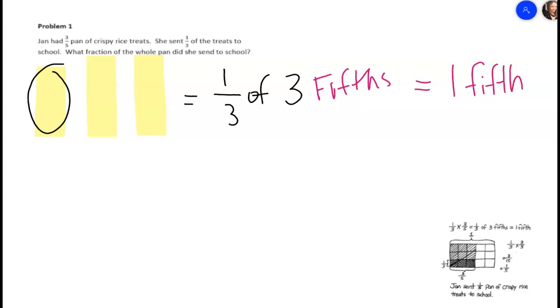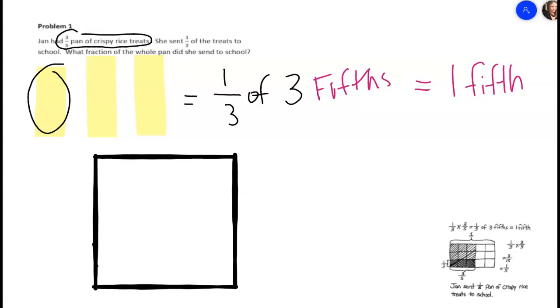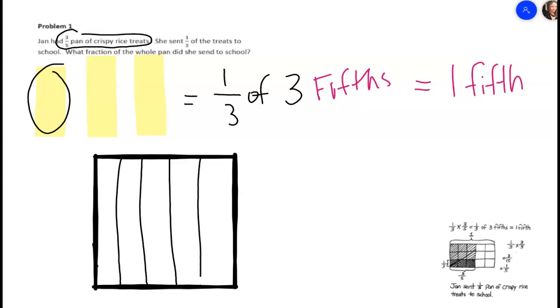Now let's draw a rectangular fraction model to prove our thinking. So it says Jan had 3/5 pans of treats. So let's first take our whole. We know that Jan is not starting with a full pan. We know that she only has fifths, 3/5. 1, 2, 3, 4 lines will give you fifths. And out of those fifths, she only has 1, 2, and 3 of those fifths.